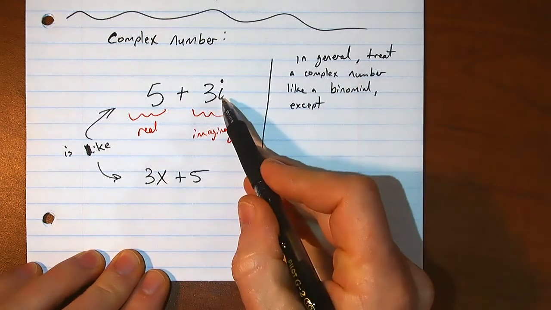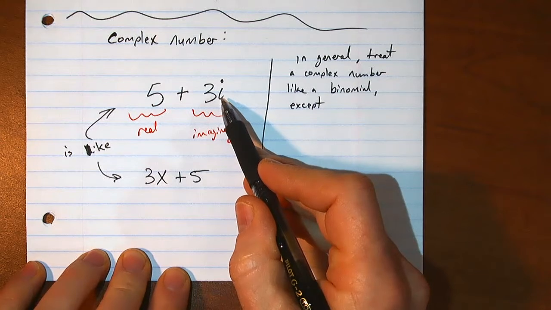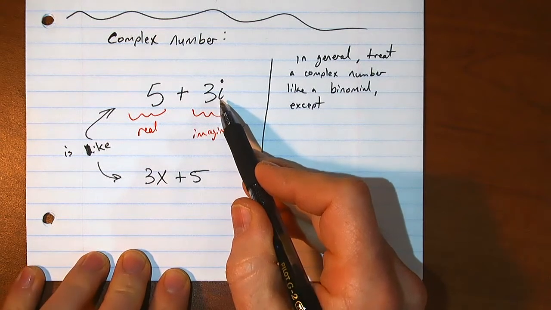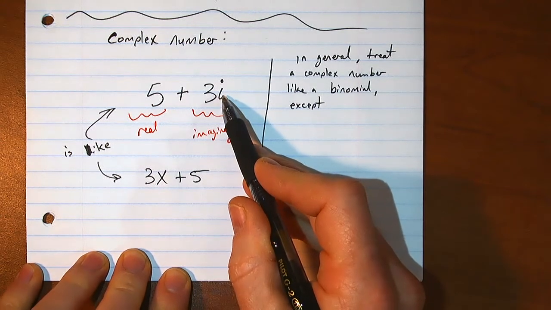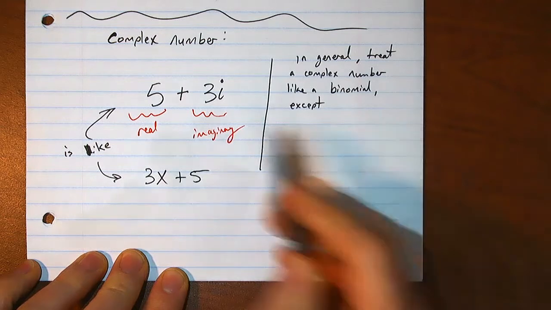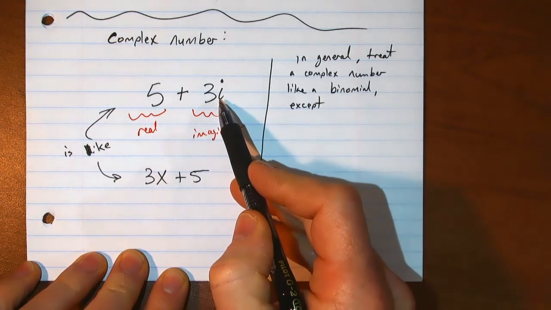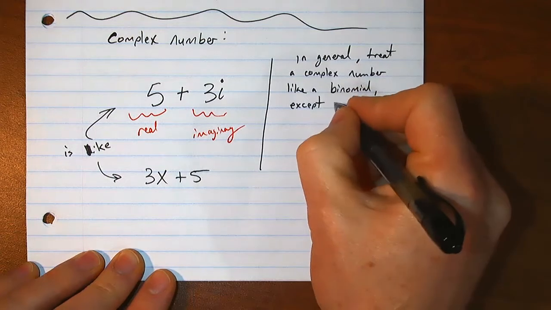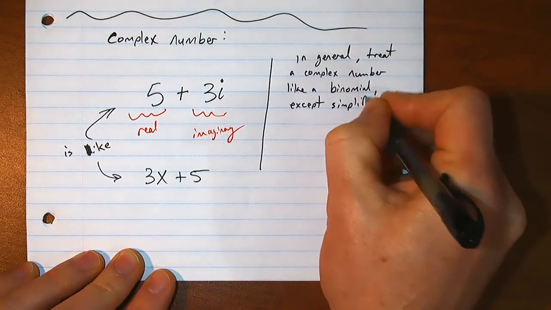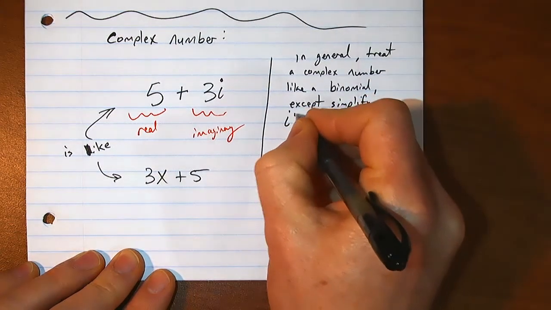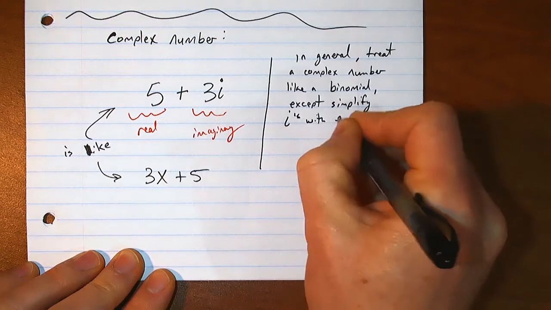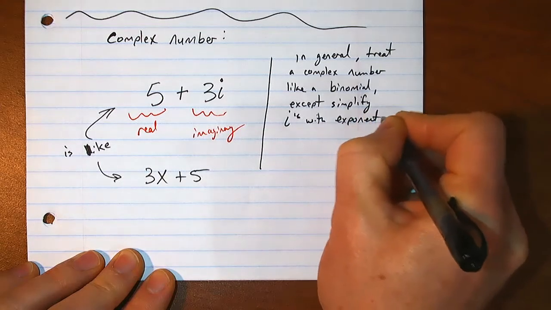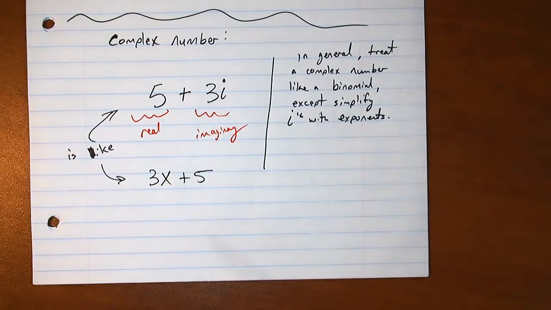Since we know that i is equal to the square root of -1, or perhaps more importantly, we know that i squared equals -1, anytime i has an exponent, we're going to simplify that just like we did in the last video. So simplify i's with exponents. That's really the only thing that's different.